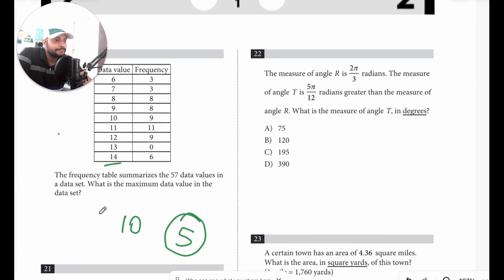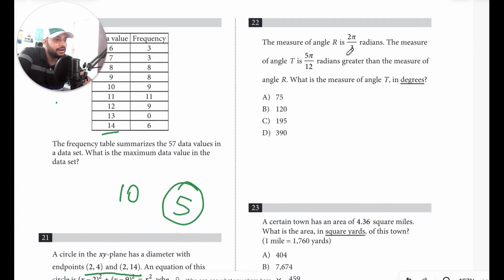Okay. Question number 22. The measure of angle r is 2π/3 radians. The measure of angle t is 5π/12 radians greater than the measure of angle r. 5π/12 greater than r. 2π/3 plus 5π/12.